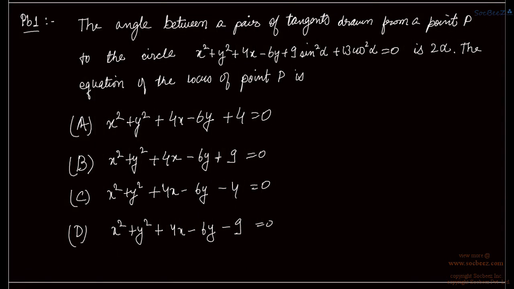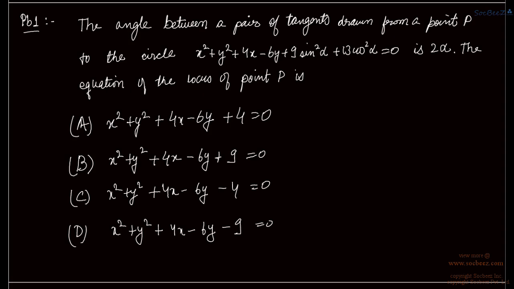Now here comes problem one. The angle between the pair of tangents drawn from point P to the circle x square plus y square minus 4x minus 6y plus 9 sin square alpha plus 13 cos square alpha equal to 0 is 2 alpha. The equation of the locus of point P is.